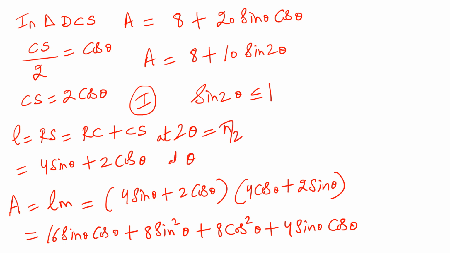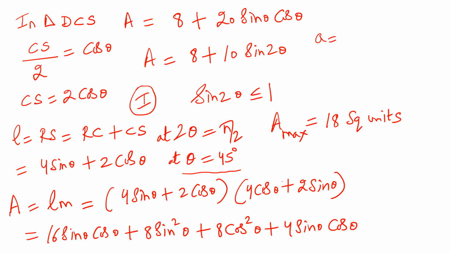So that means when theta is equal to 45 degree or pi by 4, then the value of sin 2 theta will be maximum. So from here I conclude that the maximum area of the rectangle PQRS will be 18 square units. And this is attained when theta is equal to 45 degree. So now we can easily calculate the values of A and B, because A is the value of L when theta is equal to 45 degree, and B is the value of M when theta is equal to 45 degree.